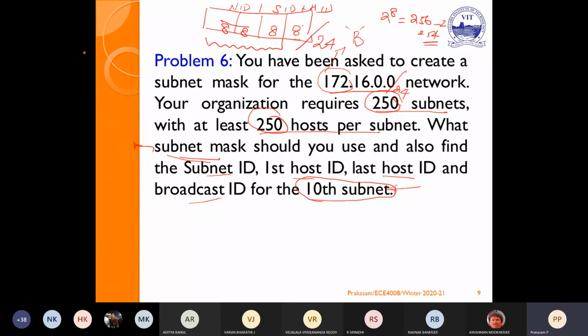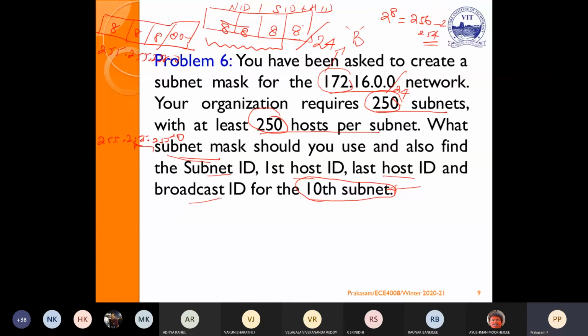So the answer for this: first 8 ones, 8 ones, 8 ones, and these are all zeros, 8 zeros. So the answer is 255.255.255.0. So this is the mask.